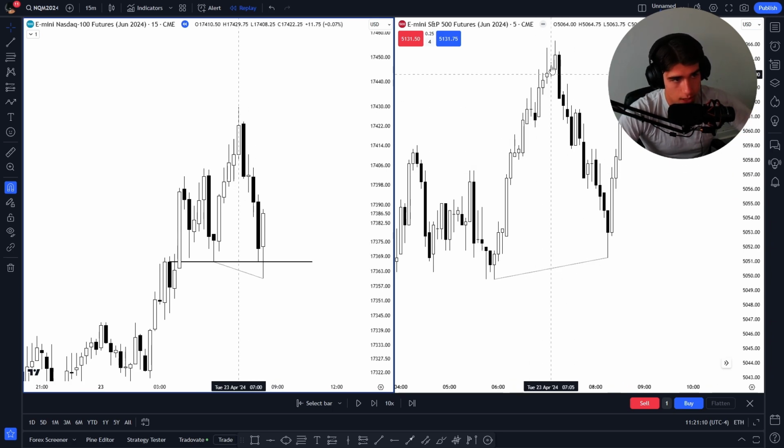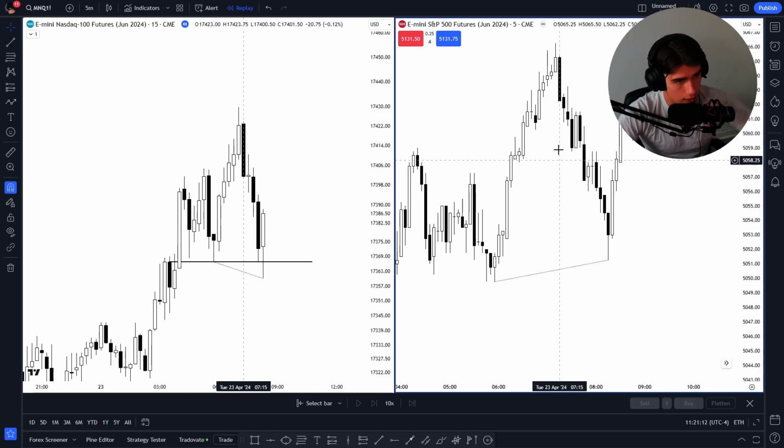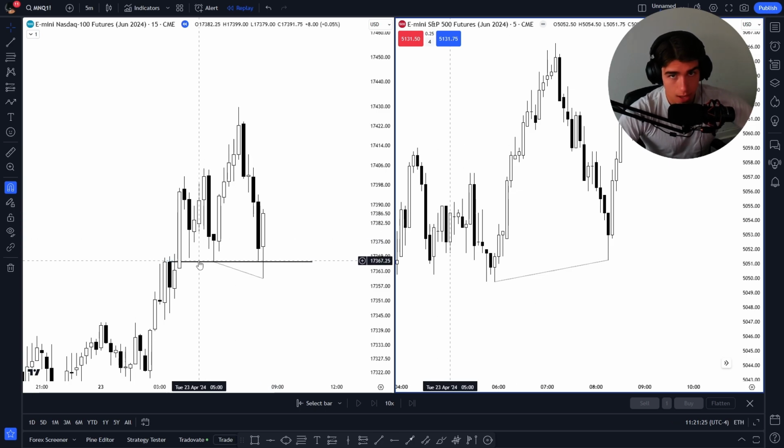Well, I simply take a look at the S&P and I take a look at the NASDAQ and I see that the S&P is much further up than the NASDAQ, which means that the NASDAQ is likely going to hit the low before ES is going to hit it. And therefore, I can anticipate an SMT before it happens. So as soon as we sweep the low, I'm inside the trade.